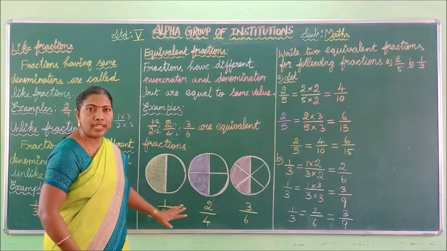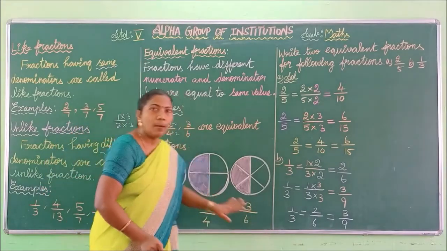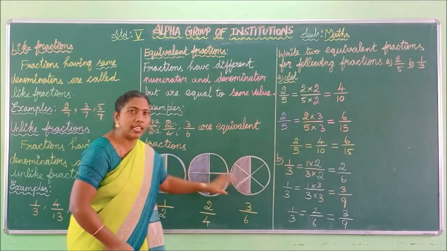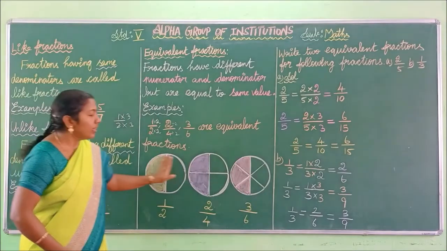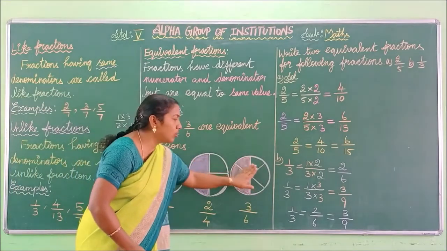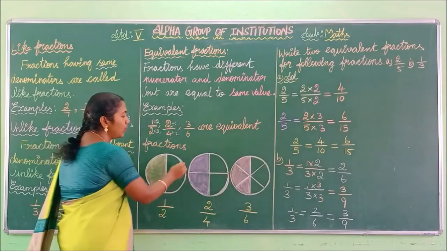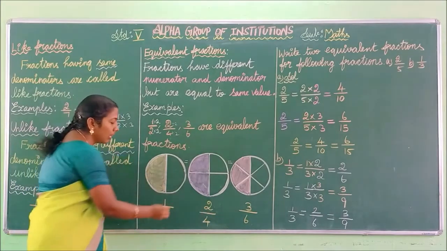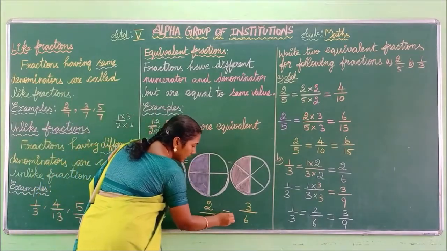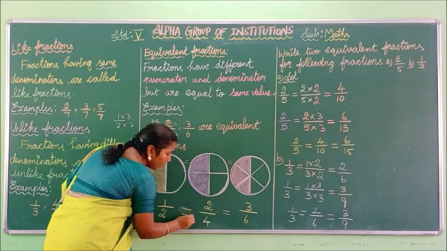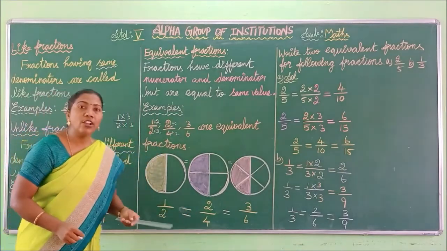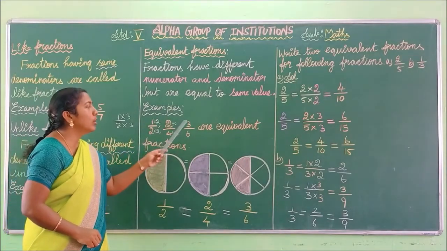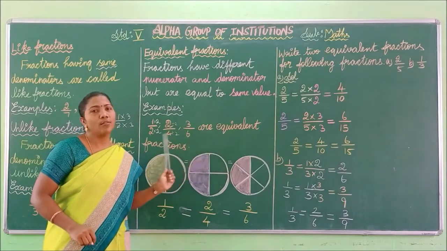Thus, the numerators and denominators are different. But see the shaded portion. Only half of the circle is shaded. Here also half of the circle is shaded. Here also half of the circle is shaded. Thus, our shaded portions are equal. Therefore, we can say these fractions are equal. So, such types of fractions are said to be equivalent fractions. How do you call these fractions? Equivalent fractions. So, we call 1 by 2, 2 by 4, 3 by 6 equivalent fractions.